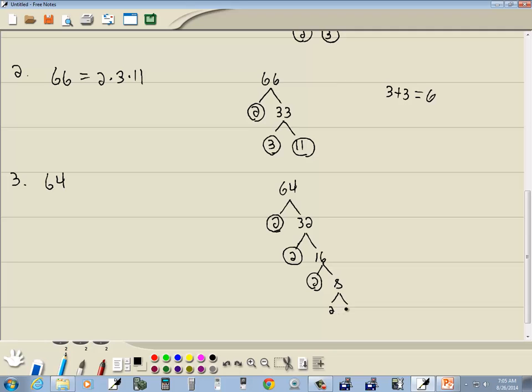And 8 is 2 times 4. Still working on our first prime. And then 4 is 2 times 2. And 2's prime, so we circle it, and 2's prime, so we circle it. So we go 1, 2, 3, 4, 5, 6 2's. Or again, if you like exponents, you can rewrite that as 2 to the 6th power.